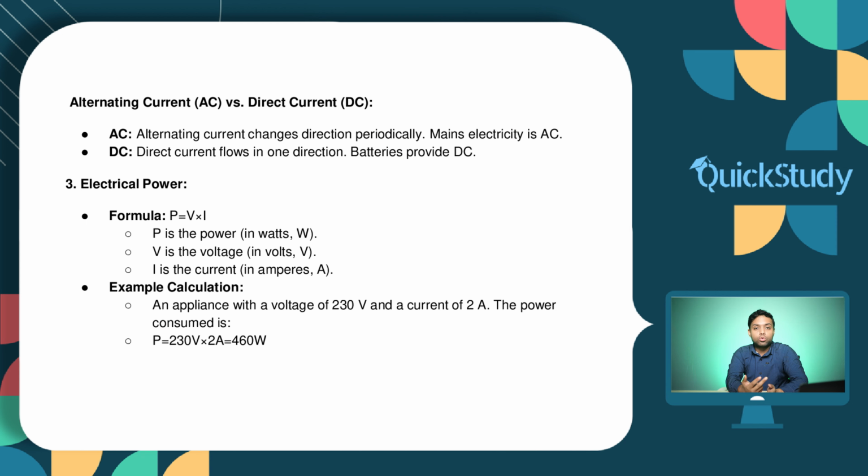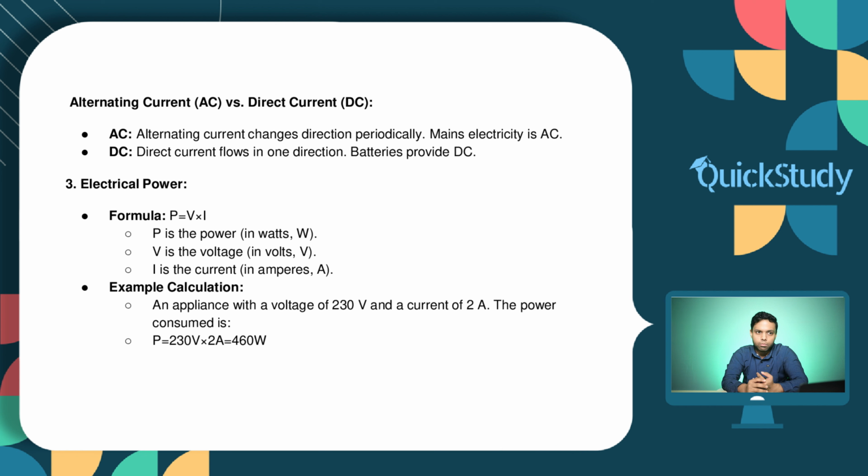There are mainly two types of current. One is alternating current and the other is direct current. Alternating current changes direction periodically. Mains electricity, which is used in our households, is alternating current. But the current which is used in our battery, camera, or mobile phone is direct current.